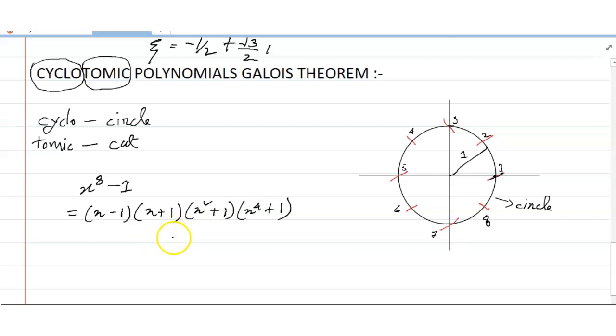We can write it as well. Now these factors are so-called cyclotomic polynomials. So this is phi 1 of x, phi 2 of x, phi 3 of x. This is phi 4 of x and this is phi 8 of x.